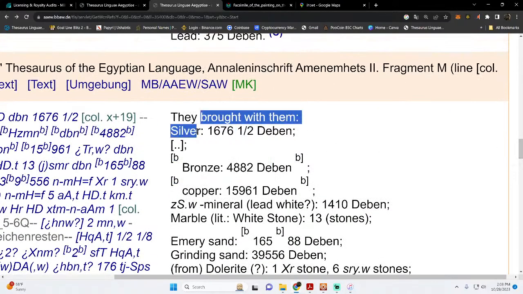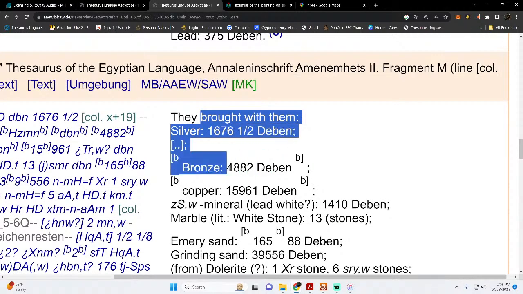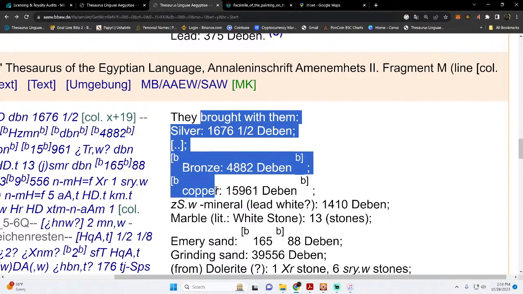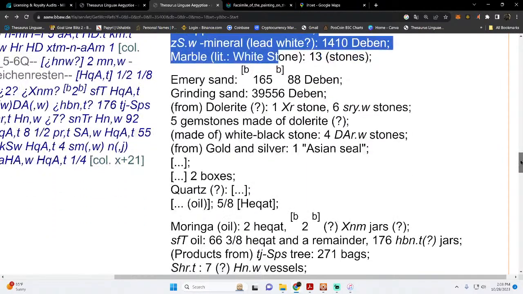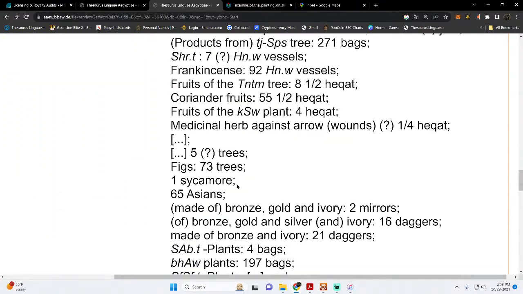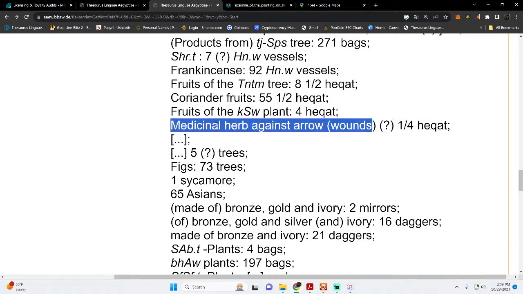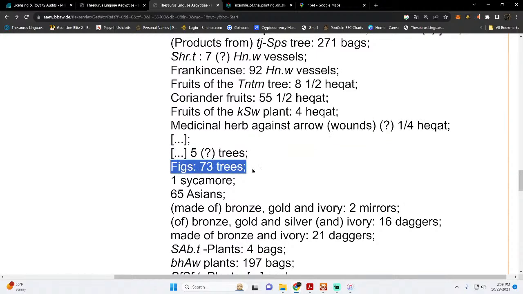They brought with them silver, 1,676 and a half deben. Bronze, 4,882 deben. Copper, 15,961 deben. Then they just throw Asiatics in there. Where is that? Look, I'll put it down here. Medicine herbs against the arrow. So if you get shot by an arrow, they brought back some herbs for that. They were still worried about Tasseti. But look, five trees. They got some figs. They brought 73 fig trees, one sycamore tree, and 65 Asians.